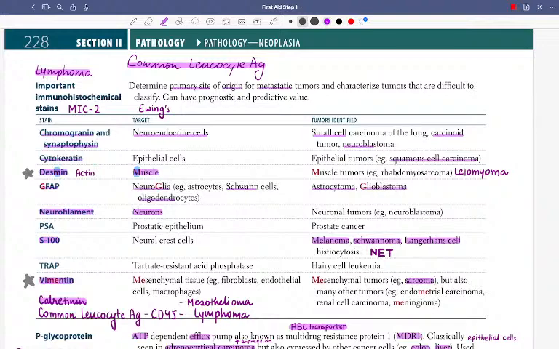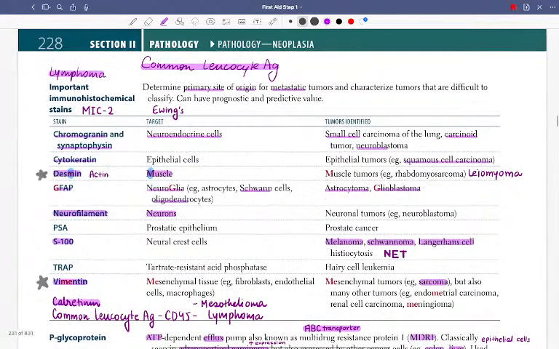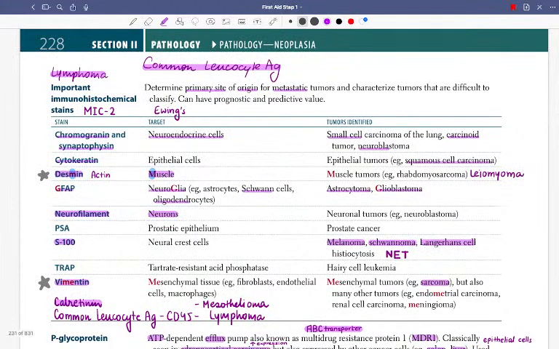Now I'm already feeling sleepy. Okay, anyways, let's just push it through, finish neoplasia and be done with it.